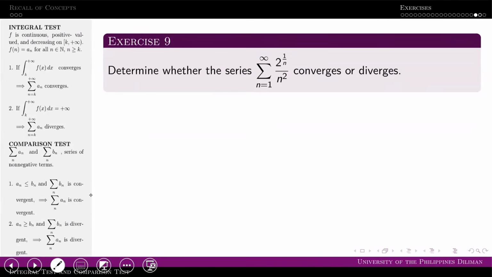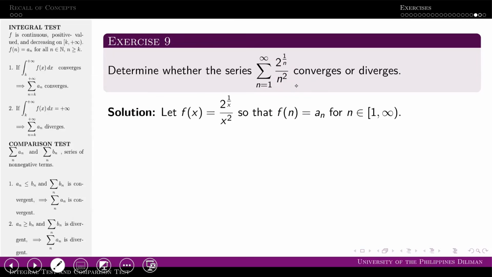This time, meron tayong sum from 1 to infinity ni 2 raised to 1 over n squared. And this is easily integrable, no? Kasi you can let u to be 1 over n. Tapos yung derivative niya is negative 1 over n squared. Nandito na siya. So, let's let f to be 2 raised to 1 over x squared since gusto nating i-apply si integral test. That way, si f of n ay equal sa an on our interval 1 to infinity.